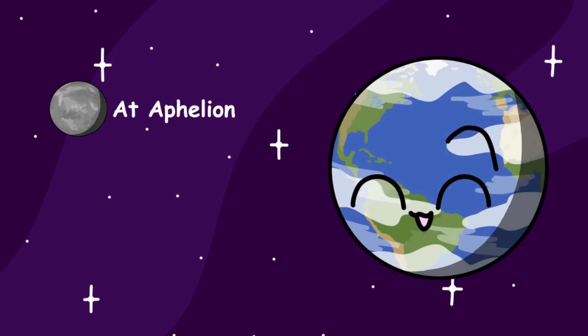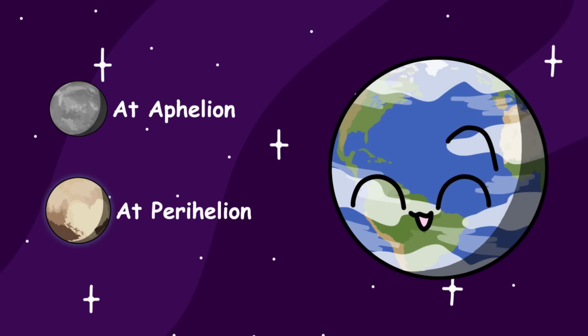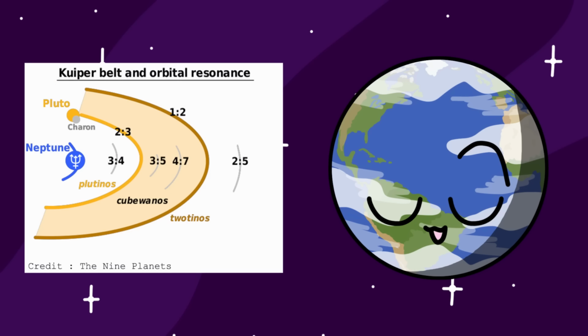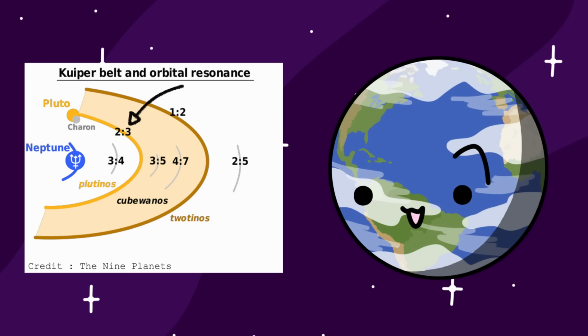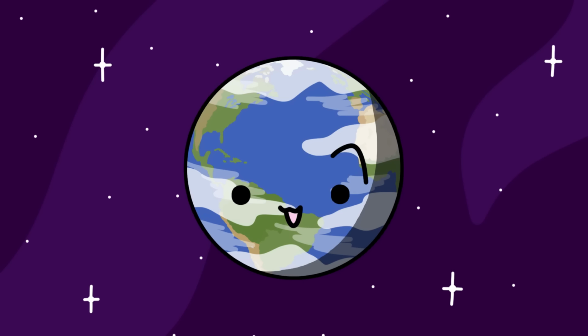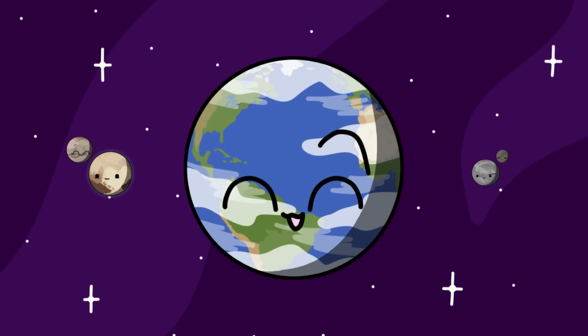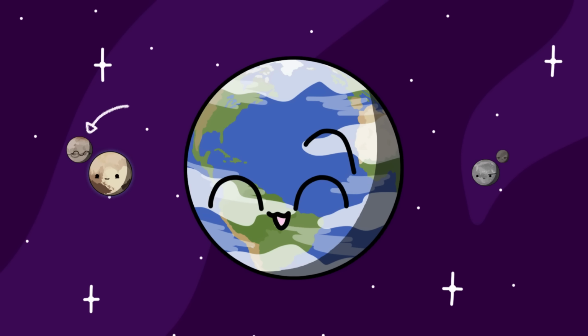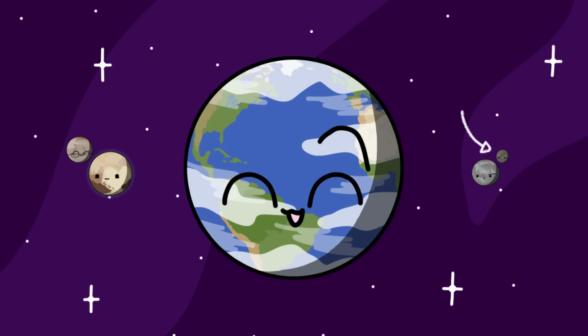Firstly, it's because when Orcus reaches aphelion, Pluto is close to its perihelion, meaning their orbital phases are almost opposites. Secondly, they're both in the same orbital resonance as each other, that is, the 2-3 orbital resonance with Neptune. And lastly, it's because they both have a large companion half their size, Pluto's being Charon and Orcus's being Van.